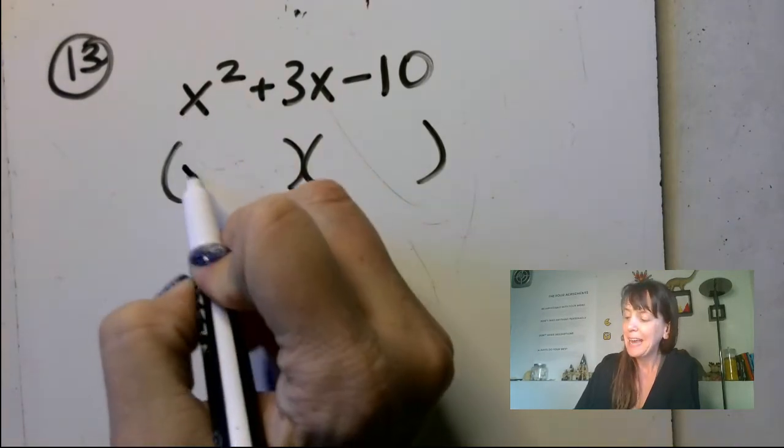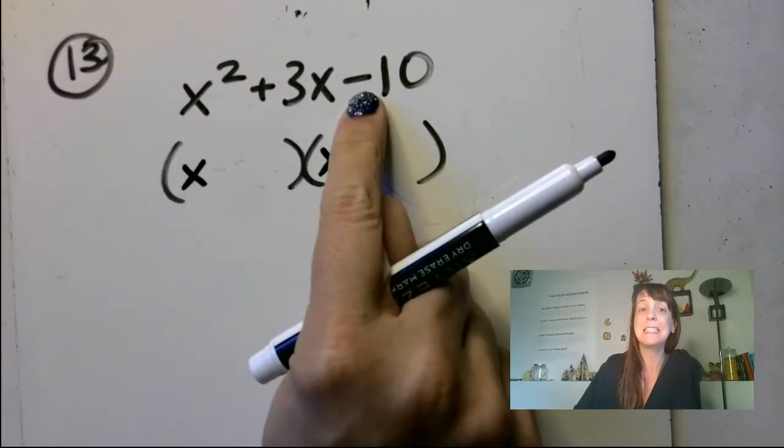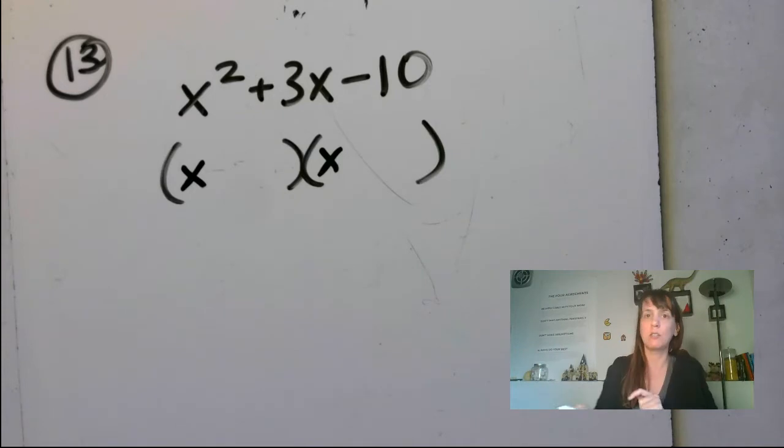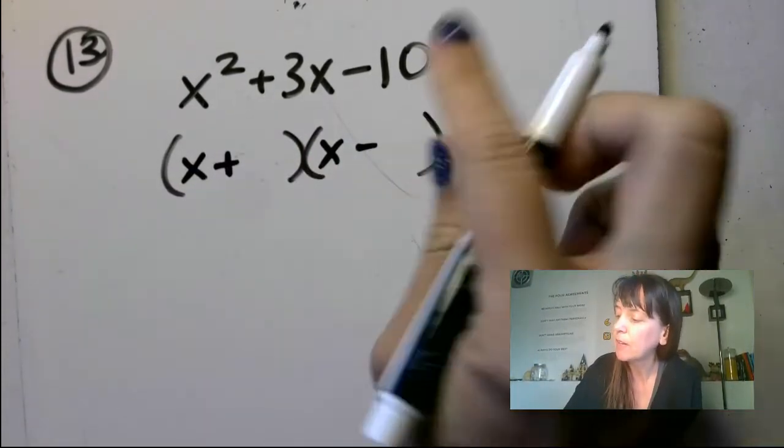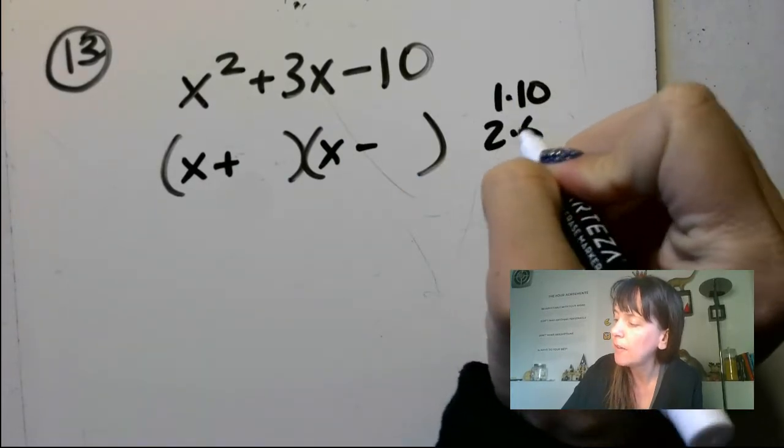We do our first, x. This tells us different signs. I love it when it's negative. Negative is good, because you don't have to remember to look to the side. You're just like, negative, bam, different signs. Plus, minus, we've got 10. 1 times 10, 2 times 5.